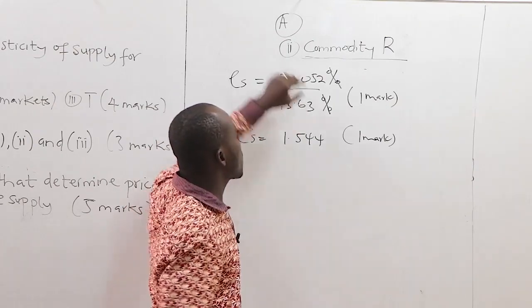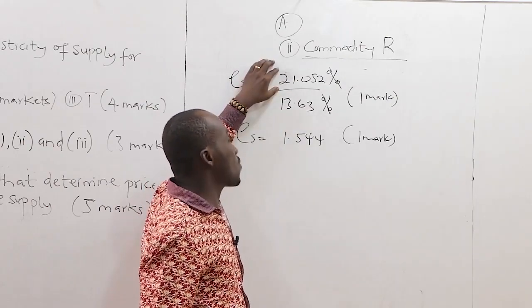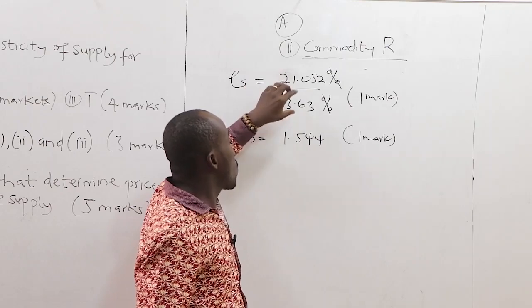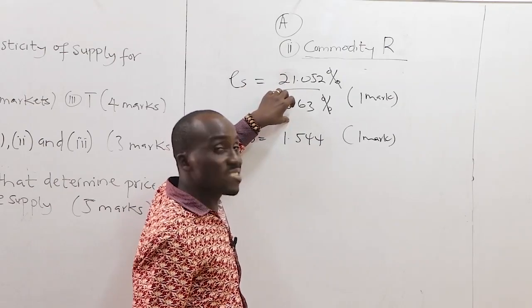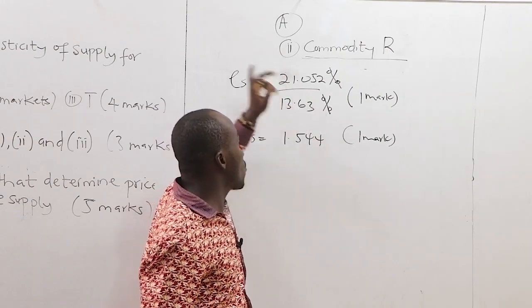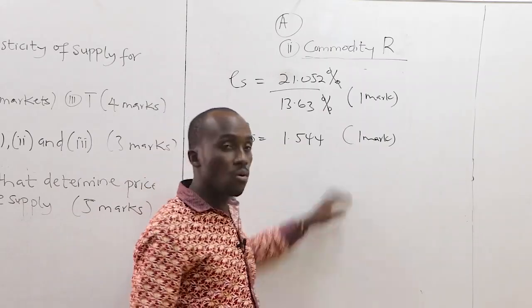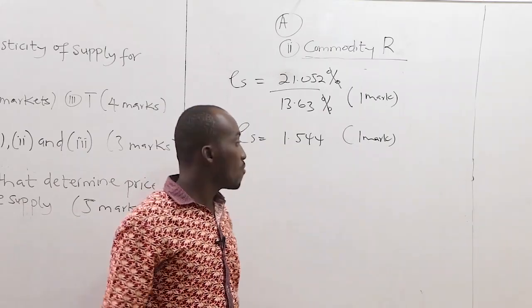So when you get the percentage change in quantity and the percentage change in price, go and put the values back. Percentage change in quantity, put the value back. Percentage change in price, put the value back. And when you divide, when you take the zeros away, what do you have there? You have 1.574, and therefore you have 1 mark. So we have that 4 marks.